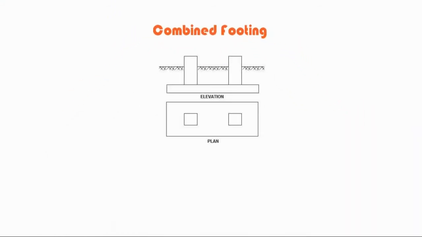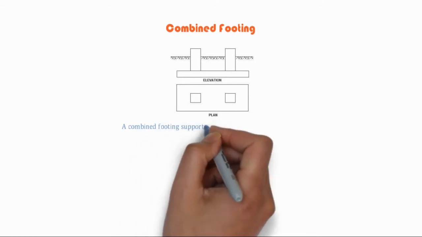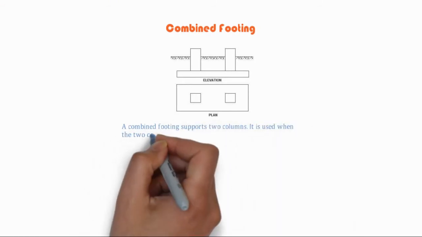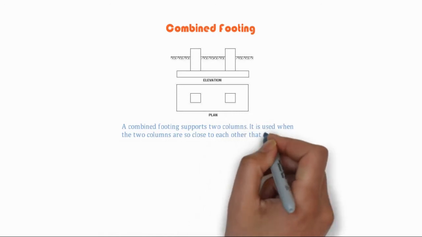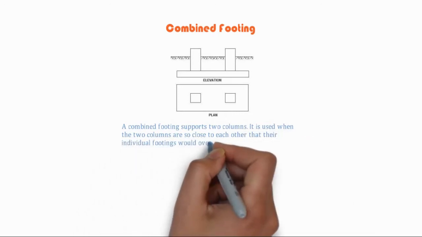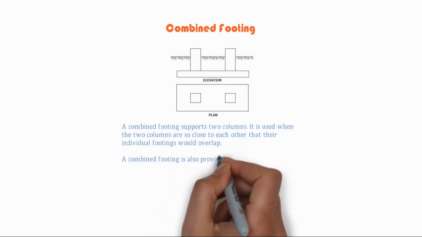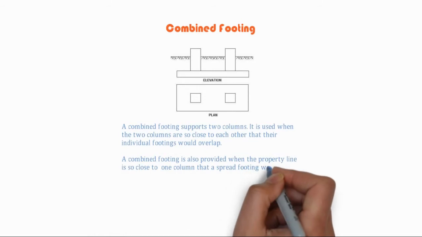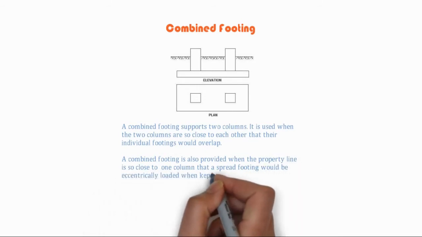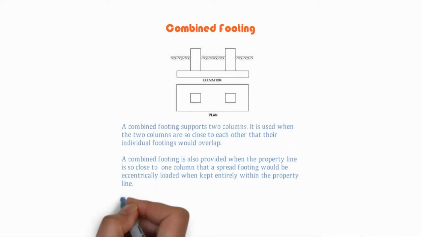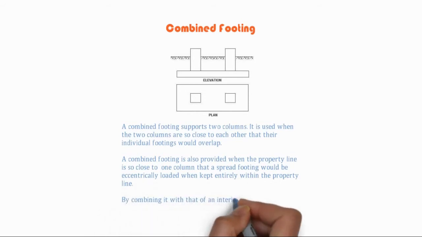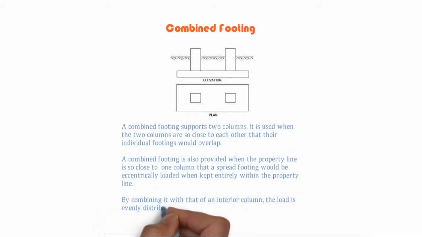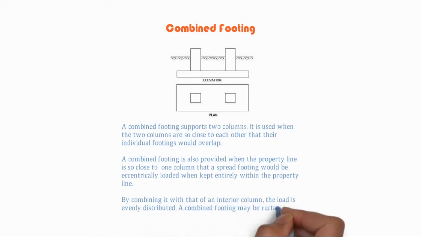Combined footing. A combined footing supports two columns. It is used when the two columns are so close to each other that their individual footings would overlap. A combined footing is also provided when the property line is so close to one column that a spread footing would be eccentrically loaded when kept entirely within the property line. By combining it with that of an interior column, the load is evenly distributed. A combined footing may be rectangular or trapezoidal in plan.